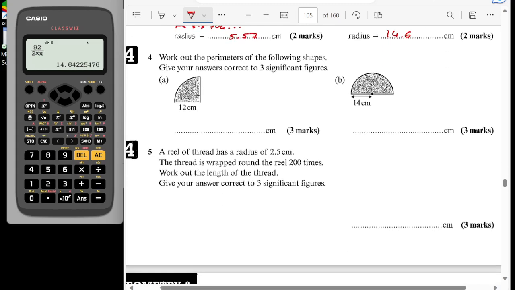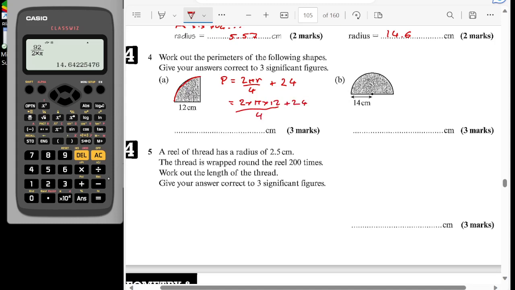Okay, question 4. Work out the perimeter of the following shapes, giving your answer correct to 3 significant figures. Okay, so we want a quarter of the circumference. Shall I do it as a single sum? I'll do it as a single sum. So the perimeter is going to be a quarter of the circumference. So that's going to be 2 pi r over 4 plus 24, 2 lots of 12. So in this case, that's going to be 2 times pi times 12 divided by 4 plus 24.